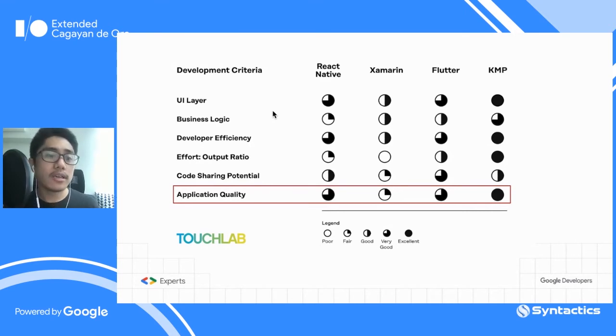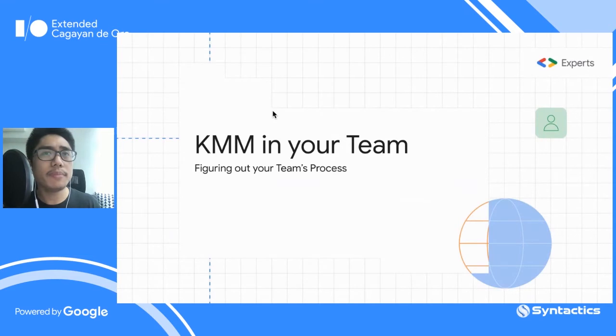So okay, let's say you decided to use Kotlin multi-platform. So how is it going to be now in your team? So KMM in your team. Usually when you're on a mobile project, you have a team. You have your iOS and Android teams separate from each other, right? So you have your task. The Android team implements it on their own. The iOS team implements it on their own.